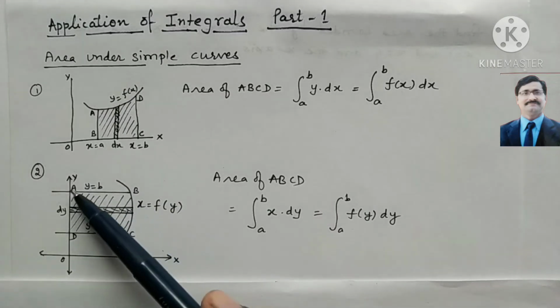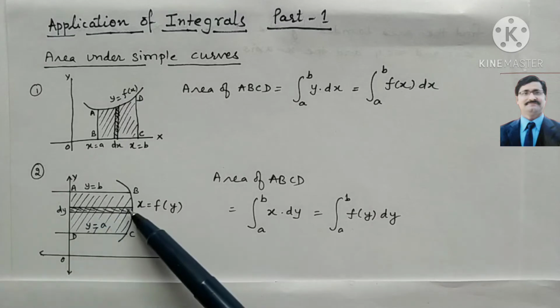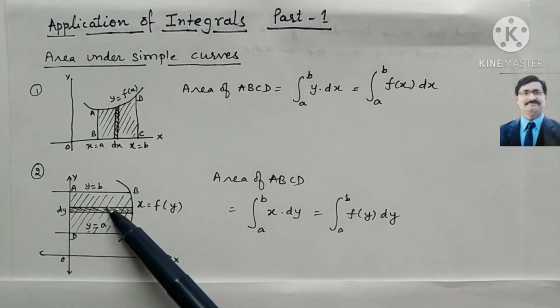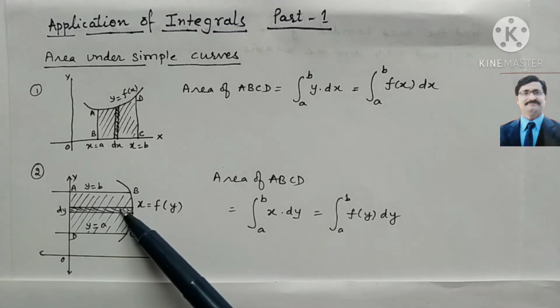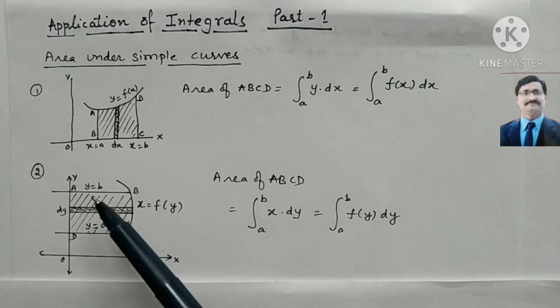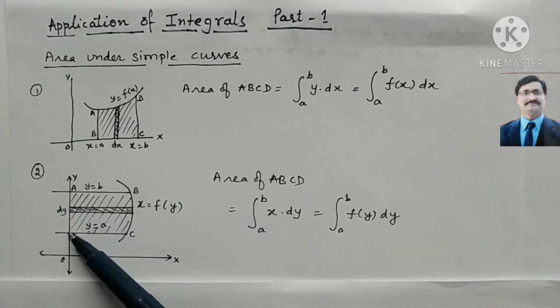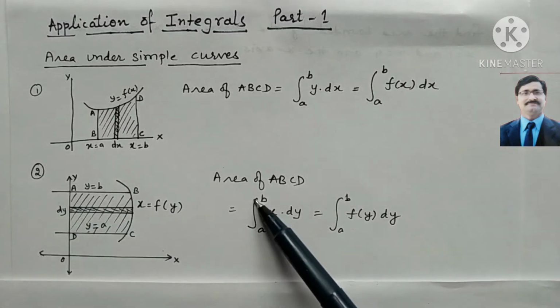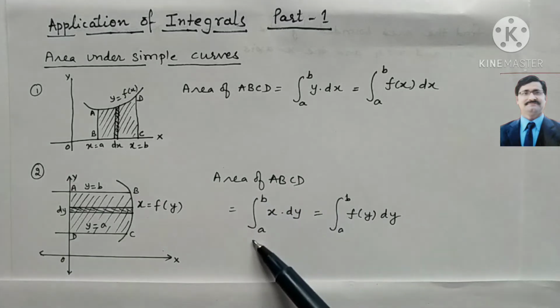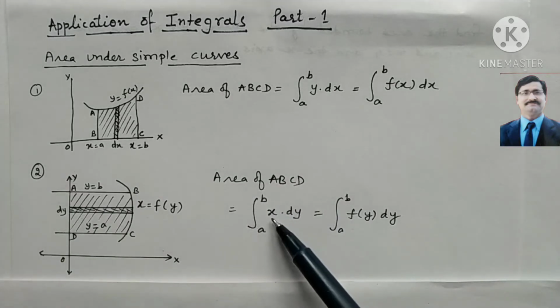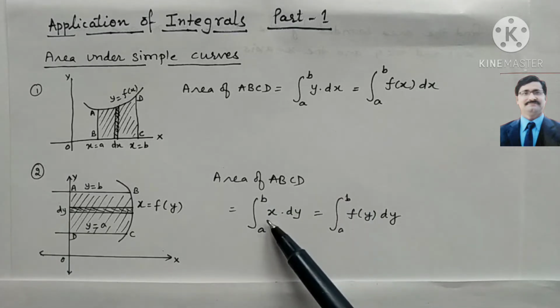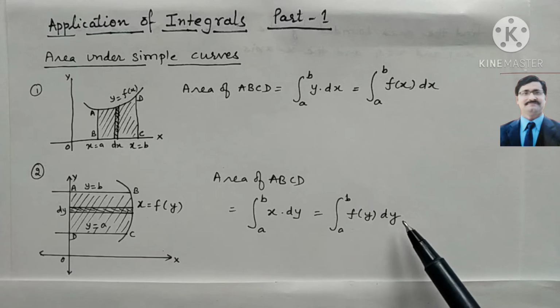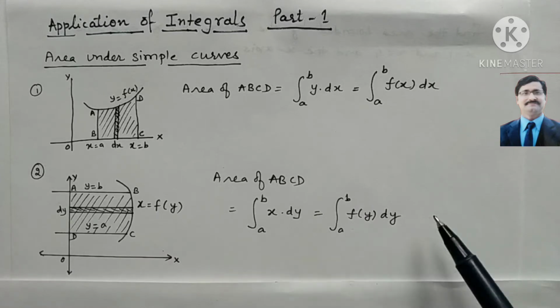This time the area of this shaded region will be, look, this point is x, so this distance is x, and breadth is dy. So area of this one strip is x into dy, and this type we have many strips from a to b. So we can write the area of ABCD is equal to integral a to b x dy, equal to integral a to b, in place of x we put f(y), and the dy we already have. So this is the area of this shaded region.